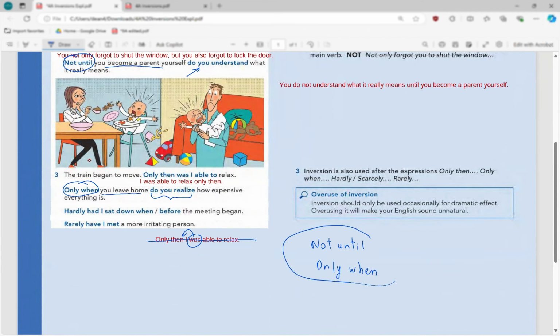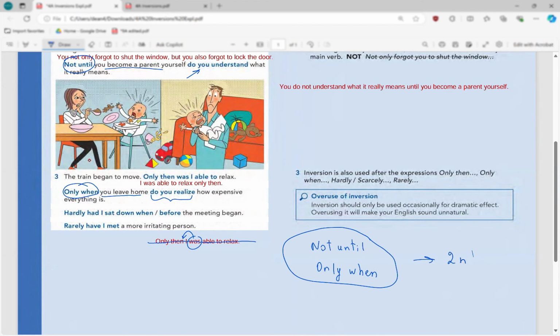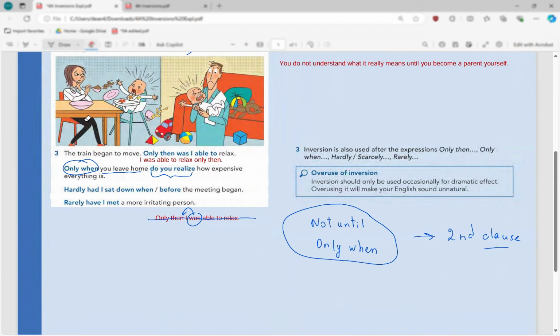This one, inversion happens in the second clause. Second clause. That means inversion happens in the second clause, not the first clause. Right. What is a normal one? Only when you leave home do you realize how expensive everything is.